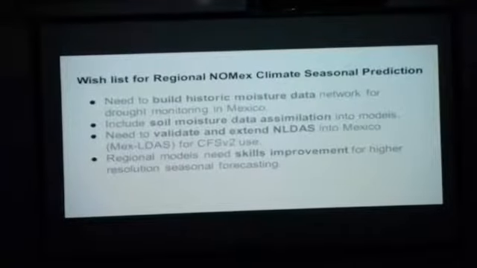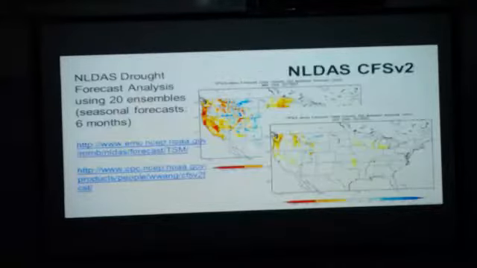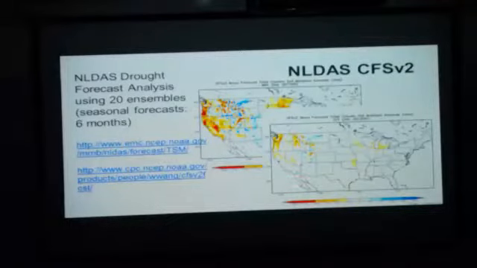So we have a wish list of what we want to have. If we would like to study the dynamics of drought in Mexico, we need to build historic soil moisture data, like 30 years of soil moisture, which we don't have. After having that, we can include this soil moisture data in the models. For example, I mentioned the NLDAS, which covers from 25 degrees north. So there's no validation of the NLDAS in Mexico.